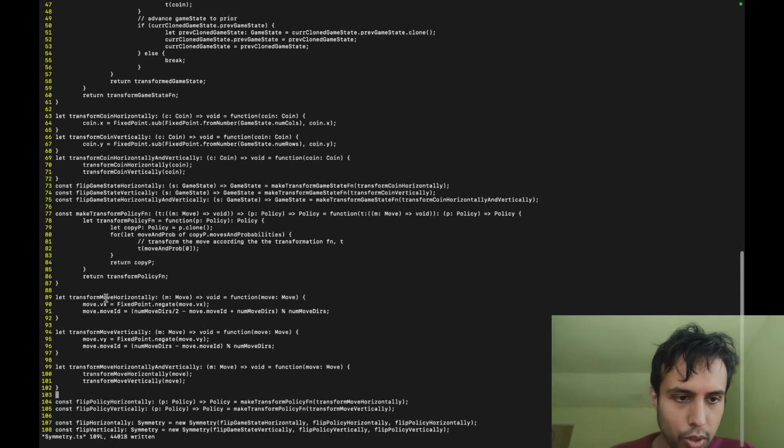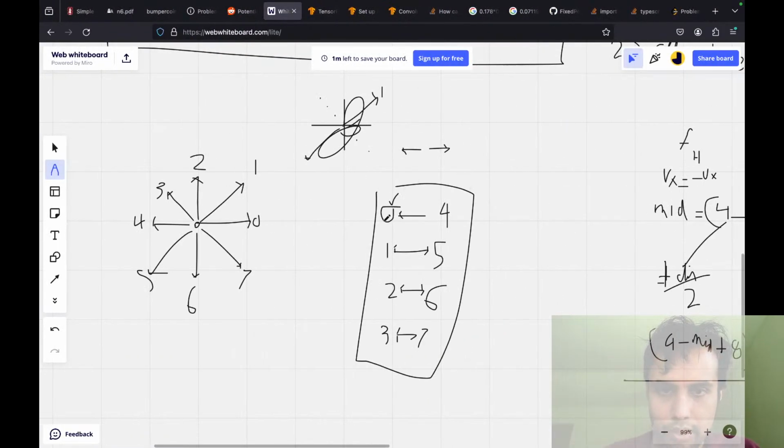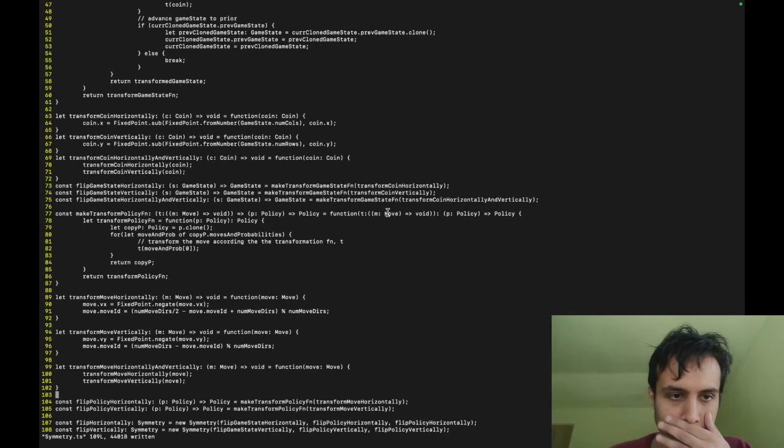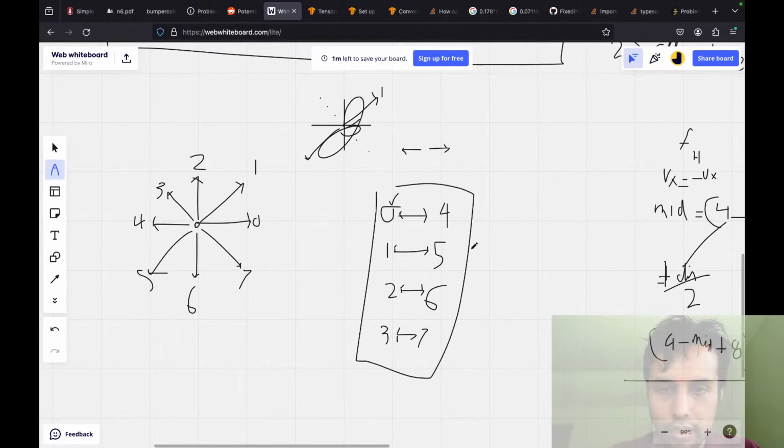Now let's check 4. When I say check, that means 0 does map to 4. That's correct. So check on 4 means 4 maps to 0. Let's verify that. Now we're doing it on move ID of 4. 4 minus 4 is 0, plus 8 is 8, mod 8 is 0. Then 8 minus 0 is still 8, 8 mod 8 is 0. So from 4 we've gotten 0. That is correct.